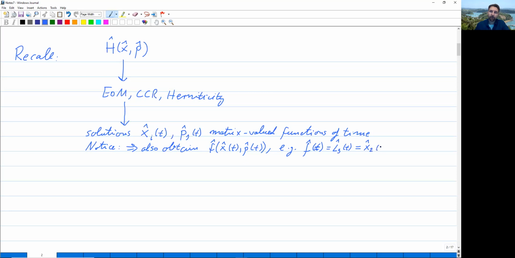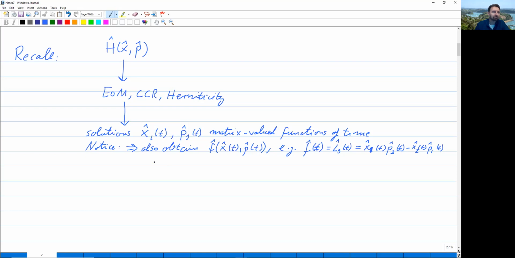This is x1 of t, p2 of t minus x2 of t, p hat 1 of t. And clearly we have L hat 3 of t because we know what x1 is as a matrix, assuming we have done our job on finding the matrix representation of x hat, of the position and the momentum variables. Then clearly we also have any polynomial of that. We just need to multiply those matrices with each other to get the polynomial in question, such as the angular momentum. So having solved for the positions and the momenta as matrix-valued functions of time, we've really solved the entire problem here.